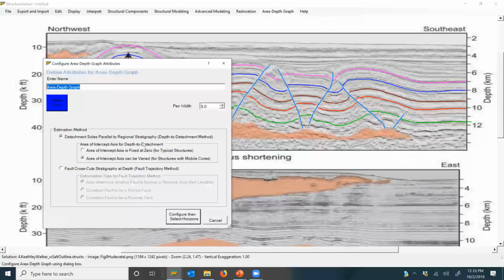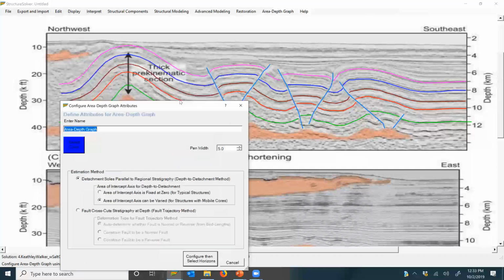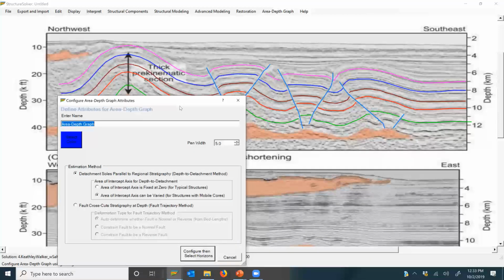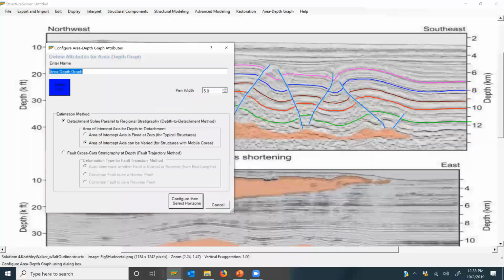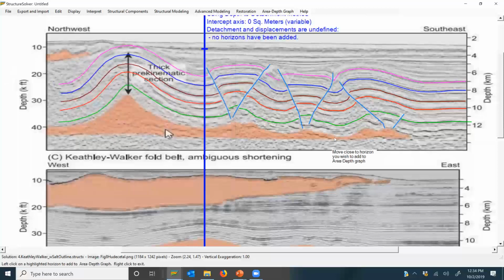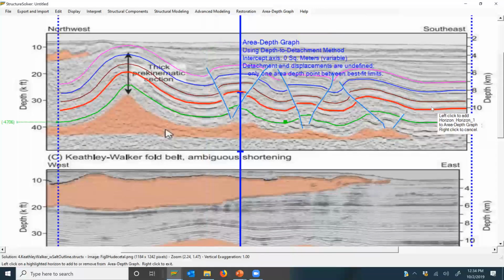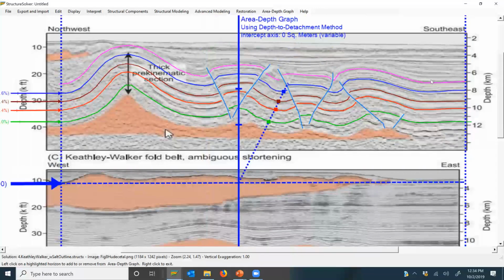So we'll use the flat detachment method. The flat detachment method is a bit of a misnomer in the sense that it can handle a regional dip. If you have basinward tilt on the detachment, that's perfectly acceptable. The main thing is that the detachment is parallel to the regional depth of those horizons. The nomenclature is a little bit confusing on that one.